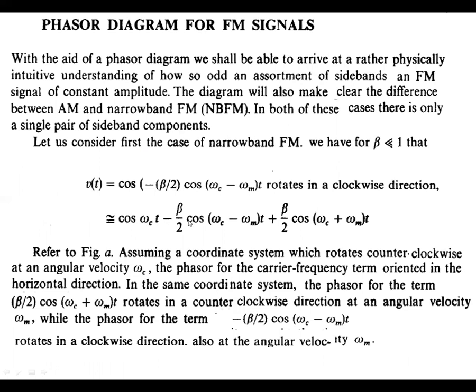After that, there are two sidebands. The sideband magnitude should be beta by 2. One of the sidebands is omega c minus omega m, with magnitude minus beta by 2, and the other one is omega c plus omega m, with magnitude plus beta by 2.